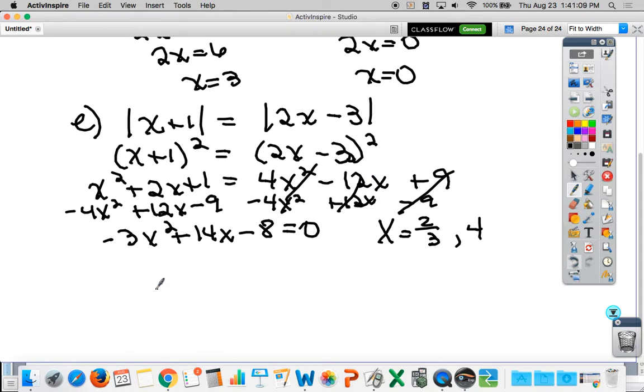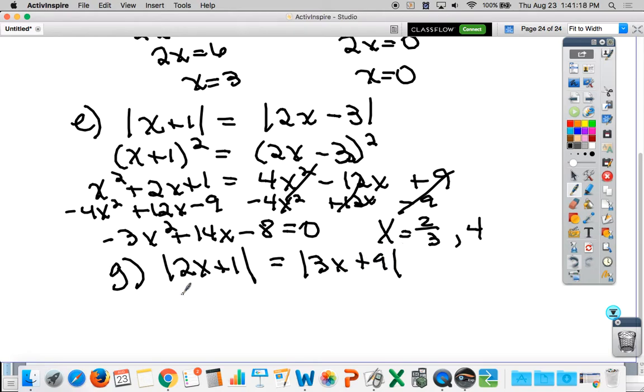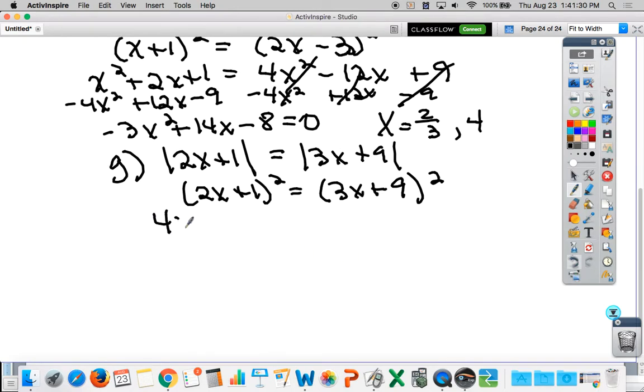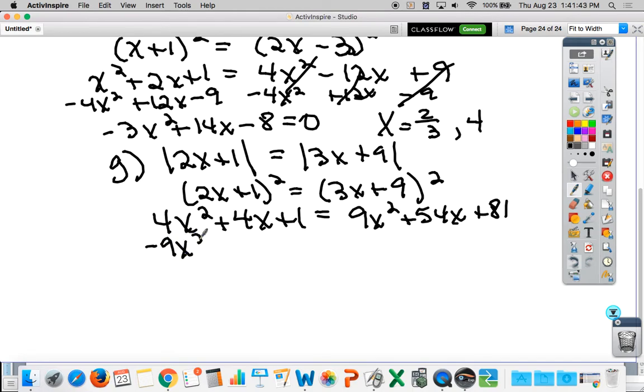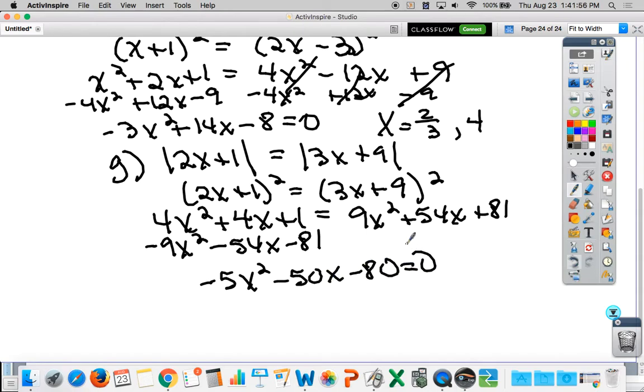All right, let's look at G. So if we square both sides, I get 4x squared plus 4x plus 1, and 9x squared plus 54x plus 81. And we get -2 and -8.